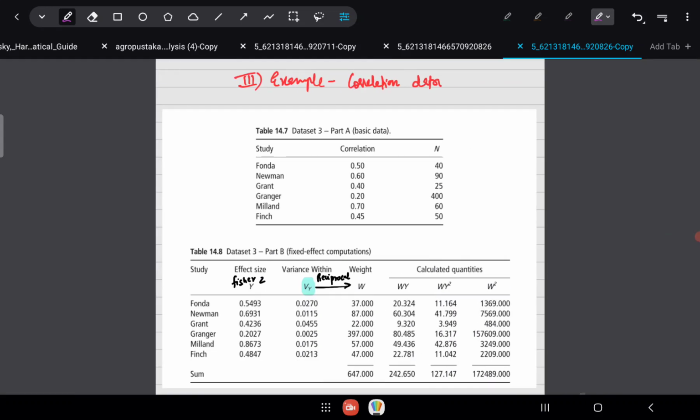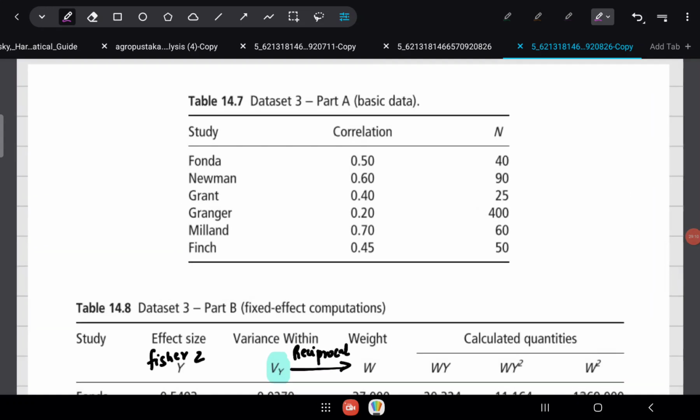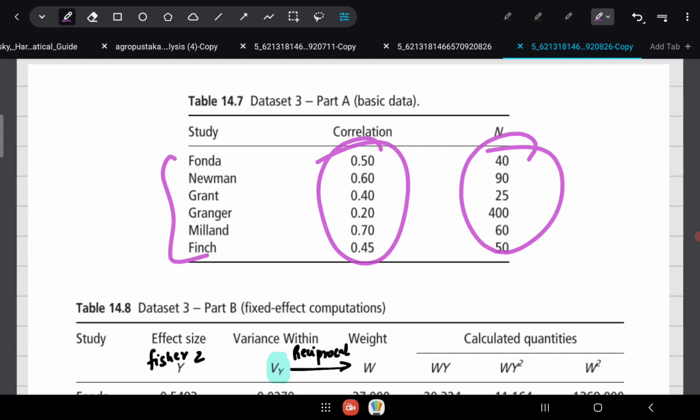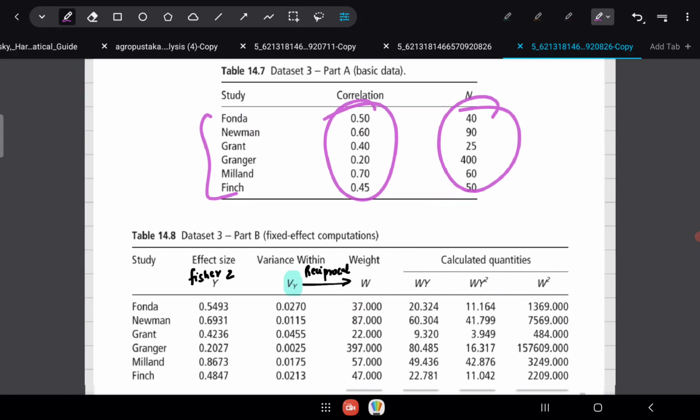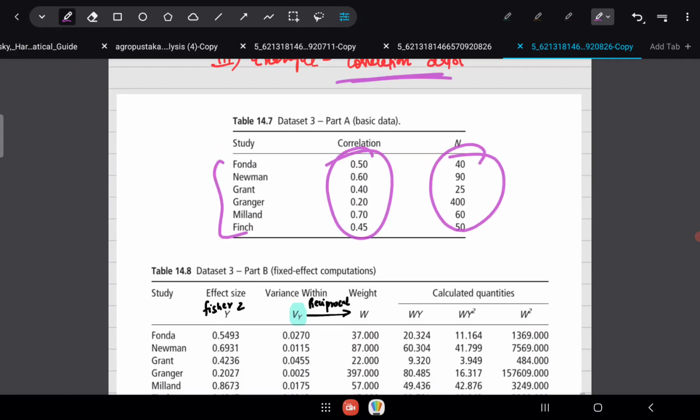Now we'll take one more third example, the last example, which is studies which are reporting the correlation data. So let's say we have these 6 studies, they are reporting this correlation coefficient, and this is the sample size for each of the studies. Now we know for correlation coefficient, all the calculations till p value computation have to be done in the Fisher Z form. Usually that's what authors prefer.